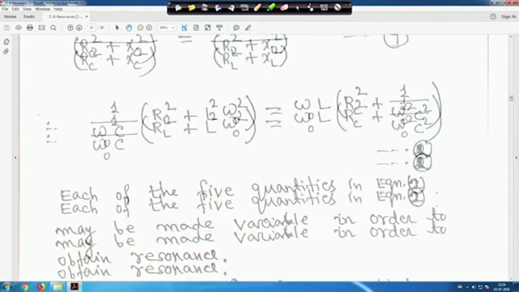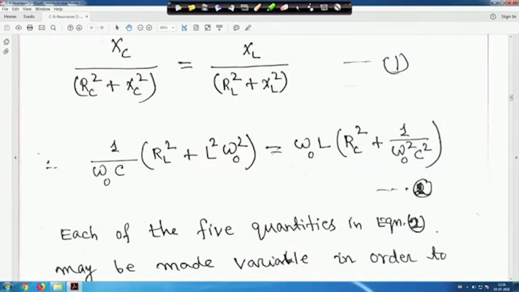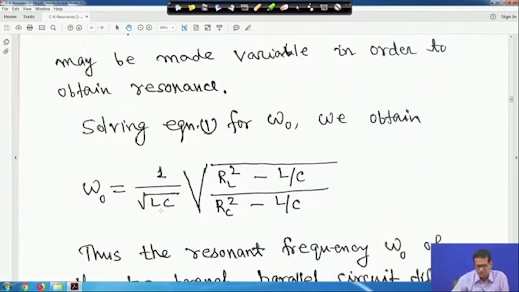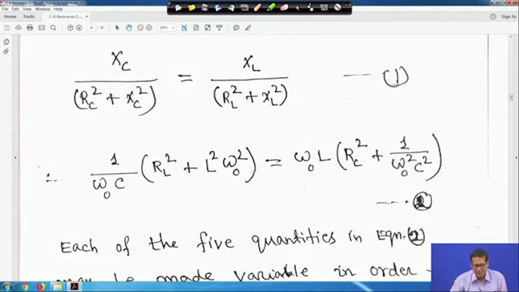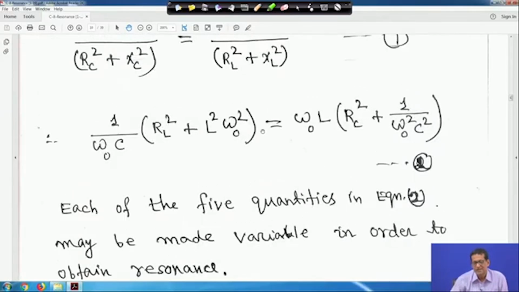Now, rather than equation 1, I will say equation 2, because from equation 1 we got equation 2. From this equation 2 you find out omega 0. You do a little bit of mathematical gymnastics, and then you simplify, and you get omega 0 is equal to 1 upon root over LC, then root over RL square minus L by C by RC square minus L by C. From this equation 2 you will get this expression.